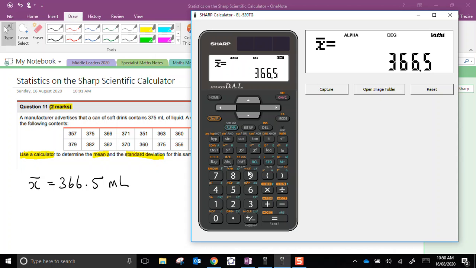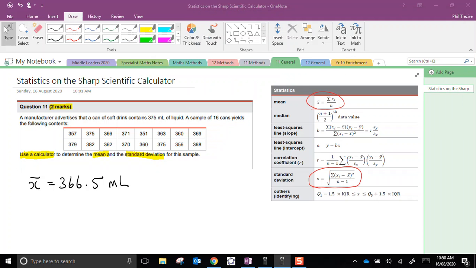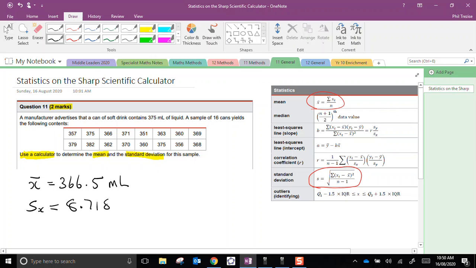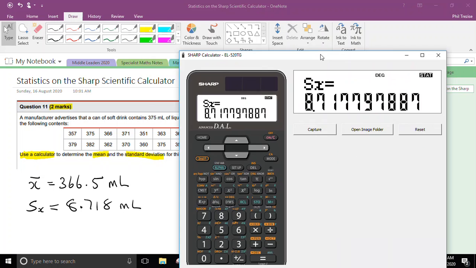So I press the green alpha key and then the number 5 key, and there it is, 8.718 if I round off to the 3rd decimal point. So S for standard deviation, the little x, it's the standard deviation of these x variables, 8.718 millilitres. And that's all there is to it. That's how we use our Sharp scientific calculators to find the means and standard deviations.